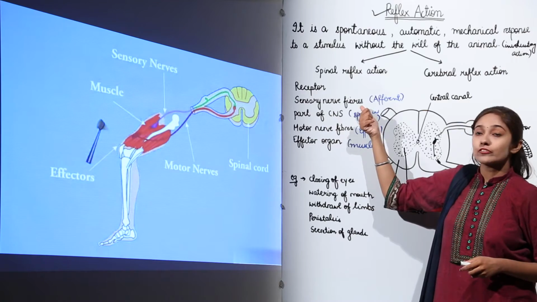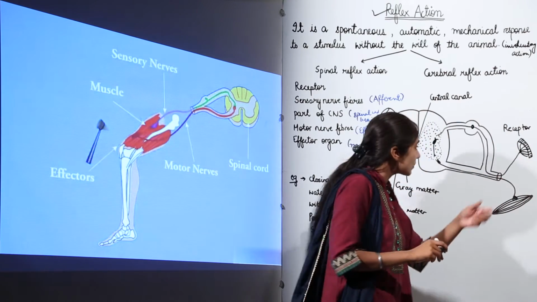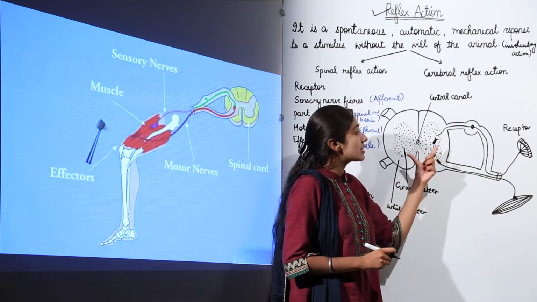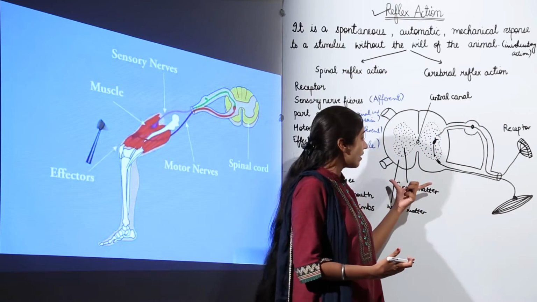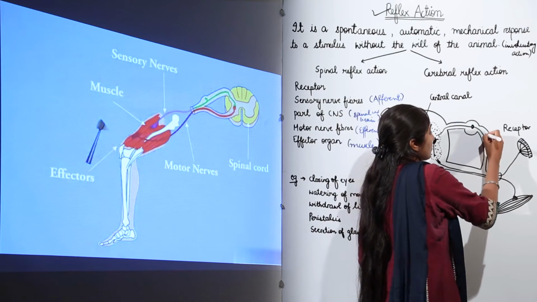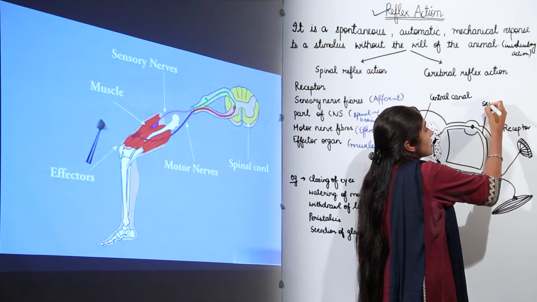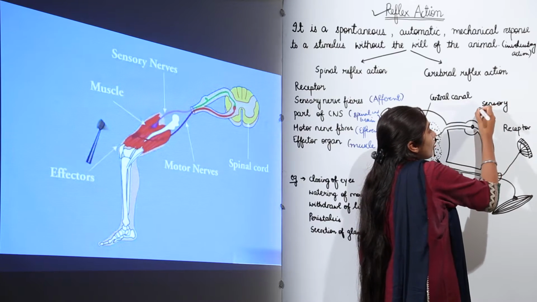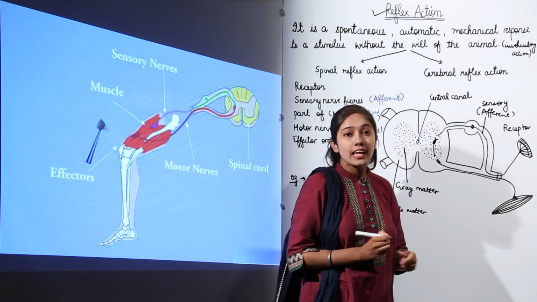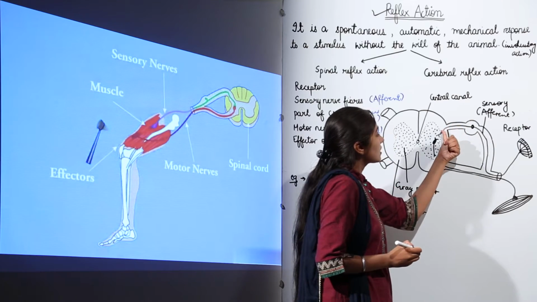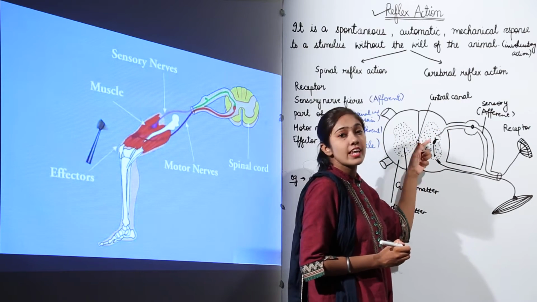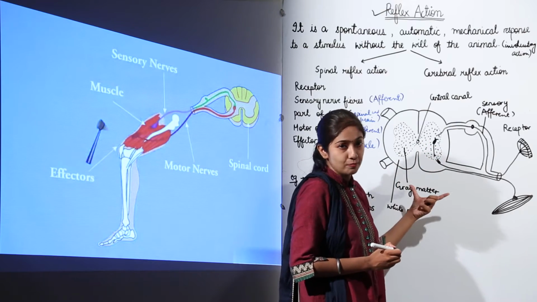So the thermoreceptors are going to take the stimulus, and after this we have the sensory nerve fibers, which we also call afferent nerve fibers. They are going to take this nerve impulse to what? To the central nervous system, and here we are showing the spinal cord. So this nerve fiber is what? It is your sensory nerve fiber, or you can also call it afferent nerve fiber, right?